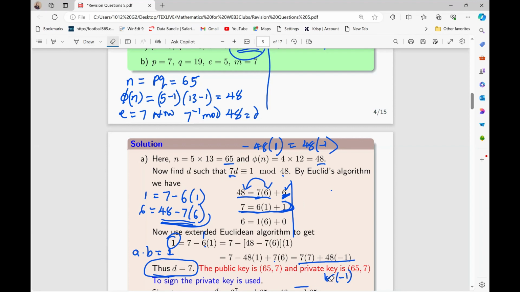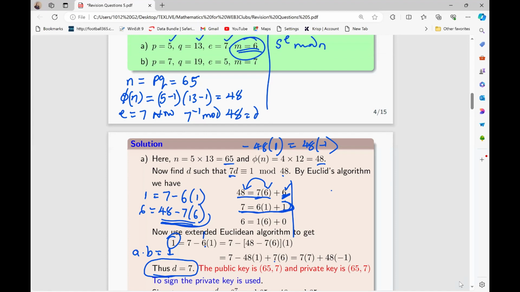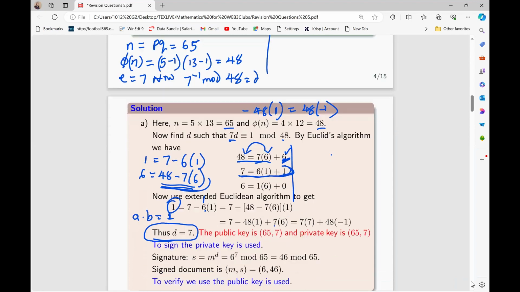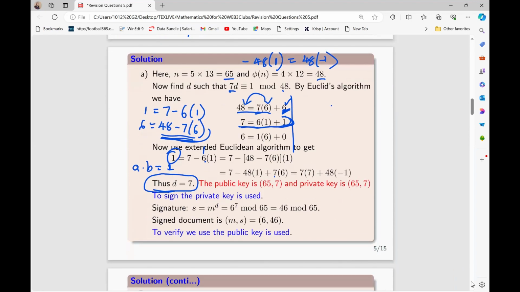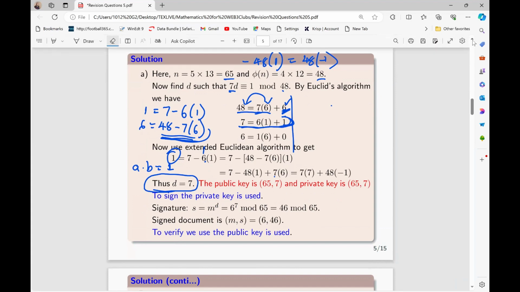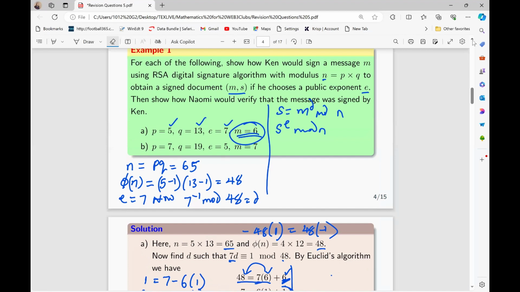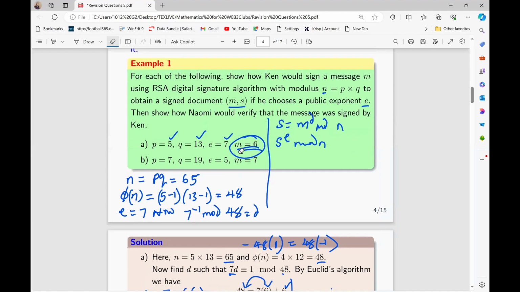That is our D. So once we have D, or of course we already have E, so once you get E and you have M, the next thing, first of all, make them public. Then calculate the D. D will be used. So we now want to use the D to sign the message. Let's find out what the message is. Our message is 6.